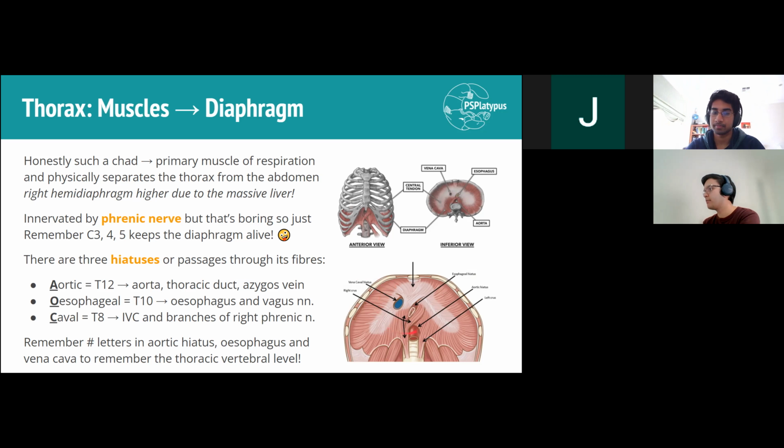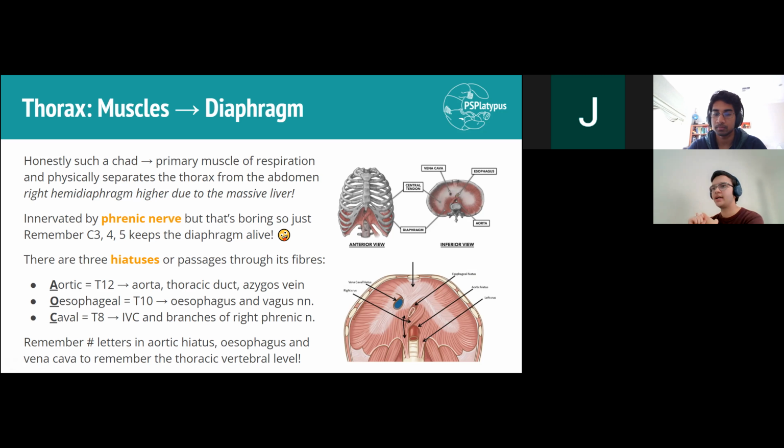There are three main holes basically in the diaphragm that allow stuff to travel through. And here they are at the bottom. So you've got 1, 2, 3, and those are the aortic, esophageal, and the caval hiatus. So the aortic, and as I said, the diaphragm is not a flat muscle, it's sort of domed, which means they all happen at different vertebral levels. So the aortic hiatus is the one that's the lowest down. It's at T12.